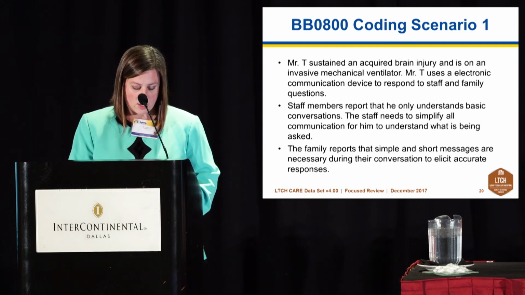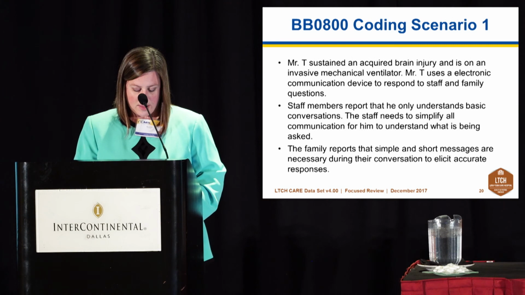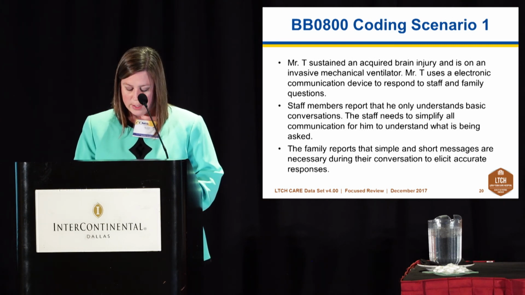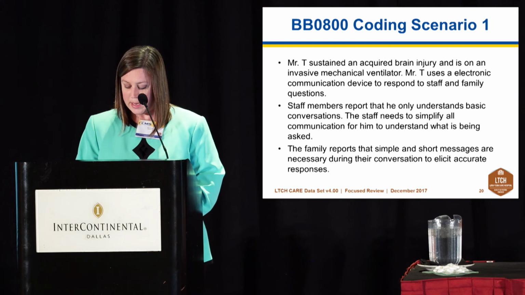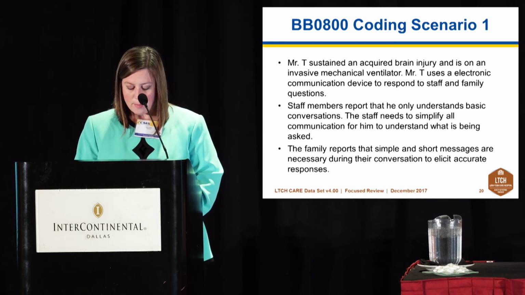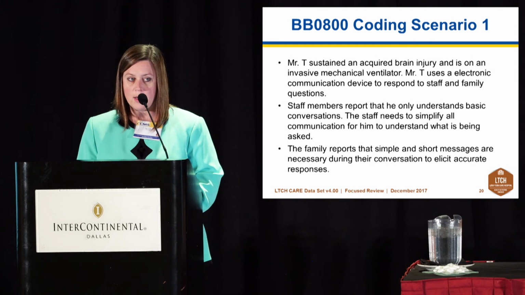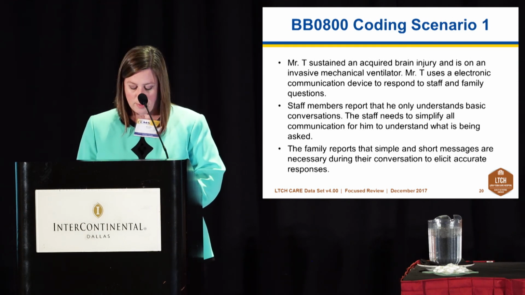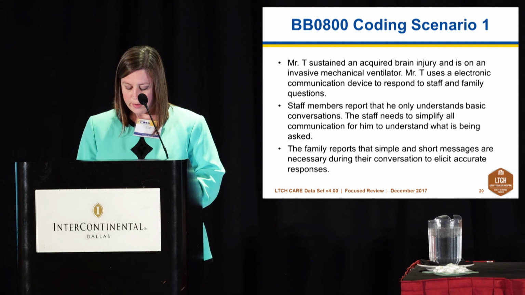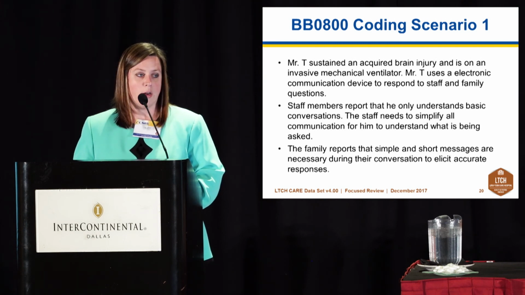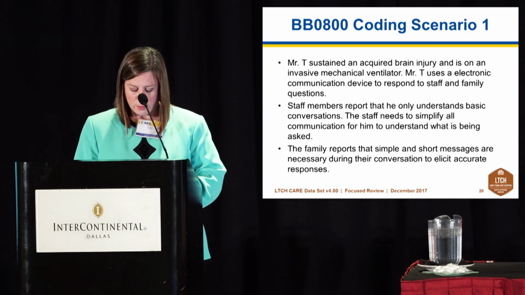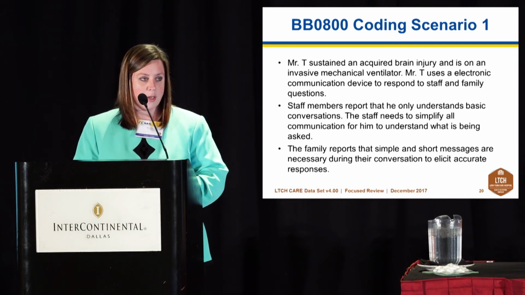So here's a coding scenario for BB0800. Mr. T sustained an acquired brain injury and is on an invasive mechanical ventilator. Mr. T uses an electronic communication device to respond to staff and family questions. Staff members report that he only understands basic conversation. The staff needs to simplify all communication for him to understand what is being asked. The family reports that simple and short messages are necessary during their conversation to elicit accurate responses. So how would we code BB0800 in this scenario?